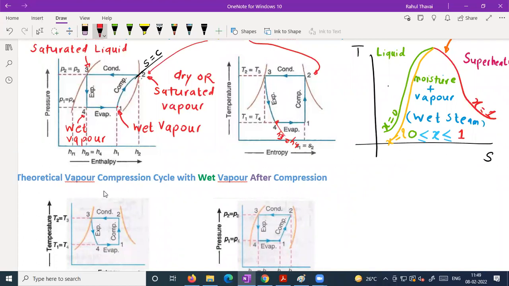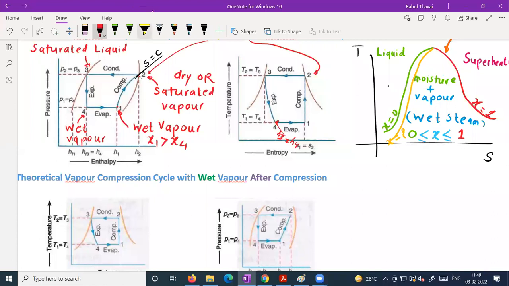But the dryness fraction at point number 1 is greater than the dryness fraction at point number 4. Here, dryness fraction is X4. Here, dryness fraction is X1. So the dryness fraction at point number 1 is obviously greater than the dryness fraction at point number 4.